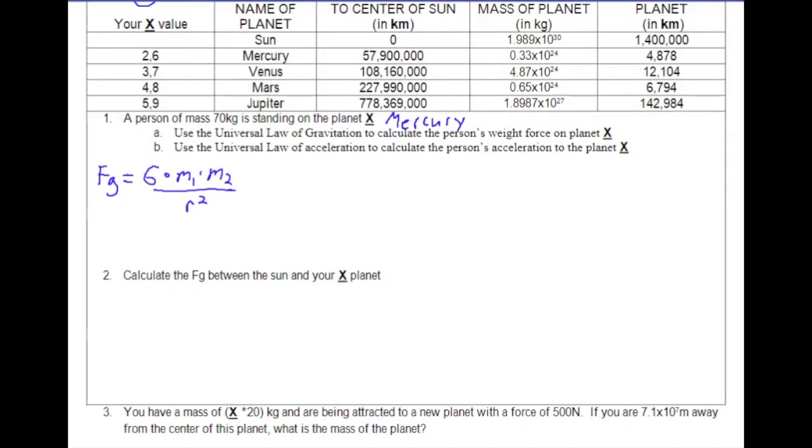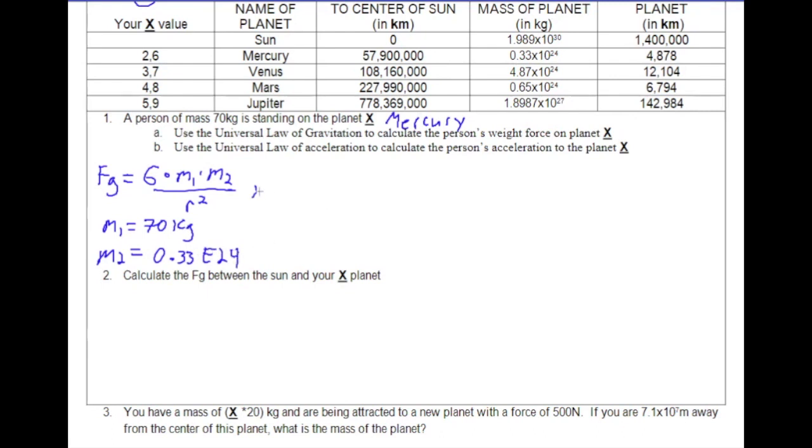M1 can either be the person's mass or the planet's mass, and I'm going to make it the person's mass. So M1 will be 70 kilograms. M2 will be the planet's mass. Since our planet is Mercury, it tells me right here the mass of that planet is 0.33 times 10 to the 24th. That's what that E stands for.